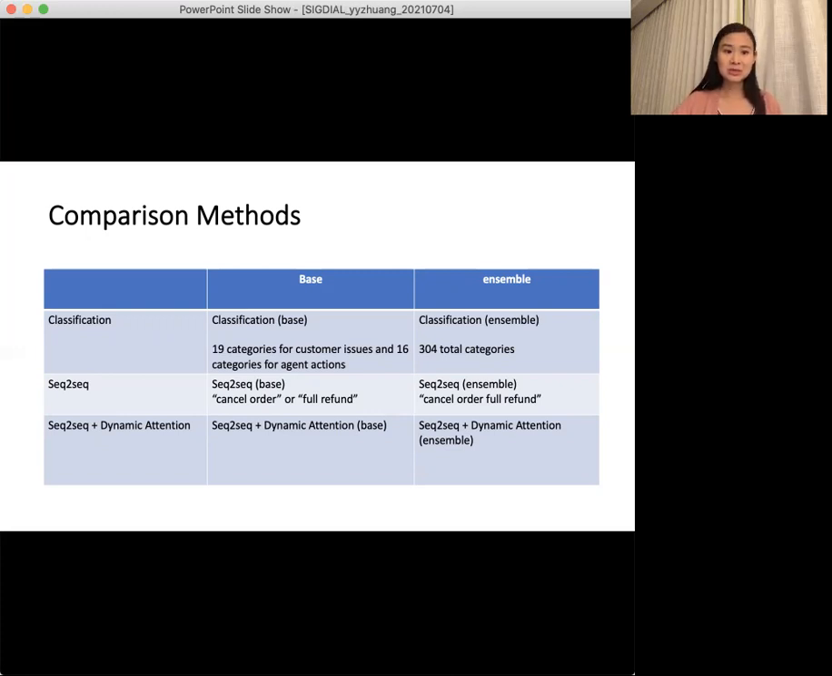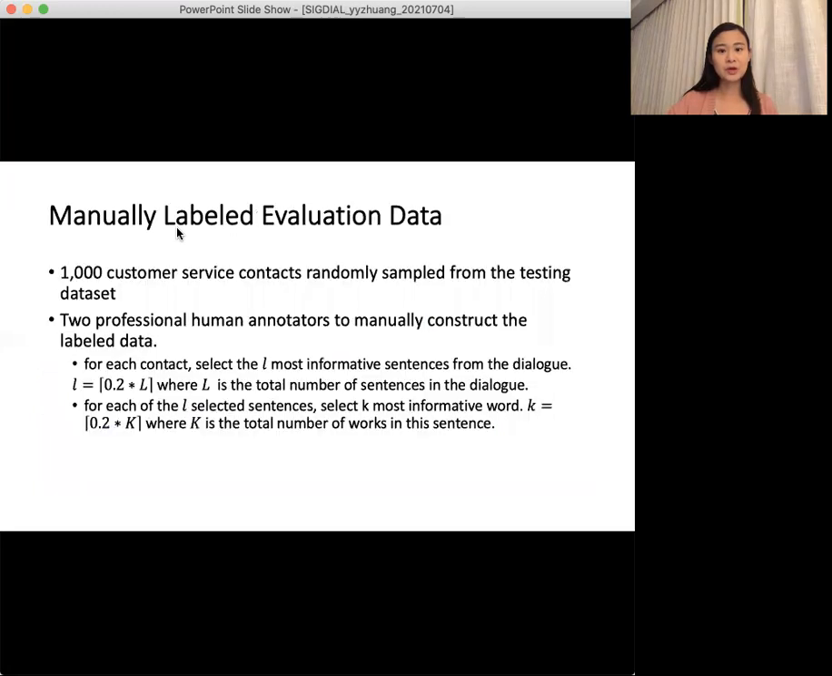For the sequence-to-sequence ensemble model, the input is the concatenated utterances from both the customer and the agent, and the output is the customer issue concatenated with agent action, such as cancel order, full refund. Lastly, the sequence-to-sequence with dynamic attention model is set up in a similar fashion.